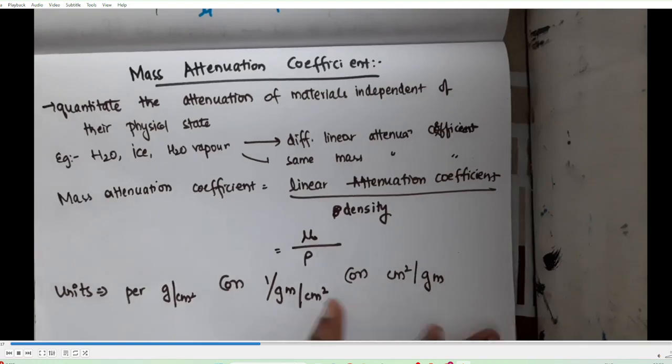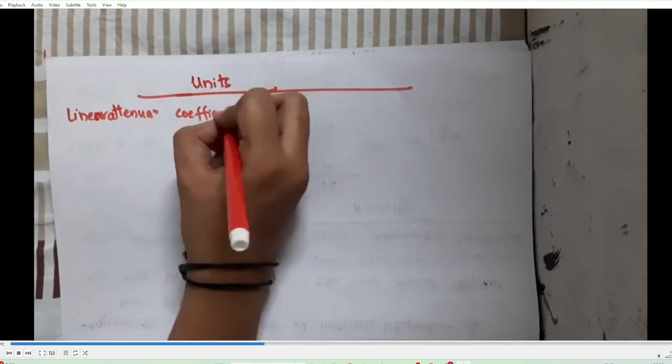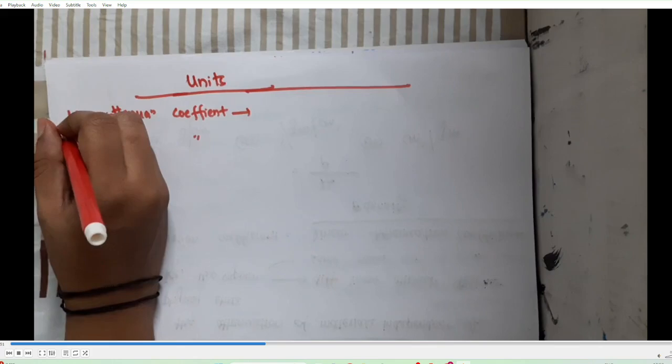There are two important things which you have to see in the units. One, linear attenuation coefficient and mass attenuation coefficient.